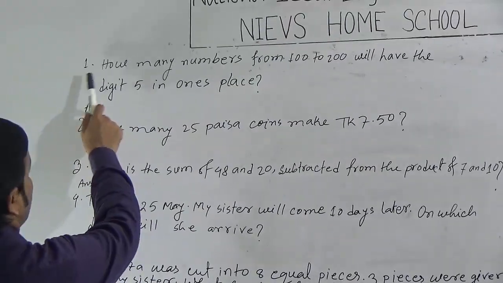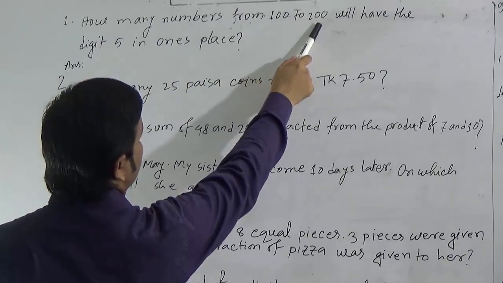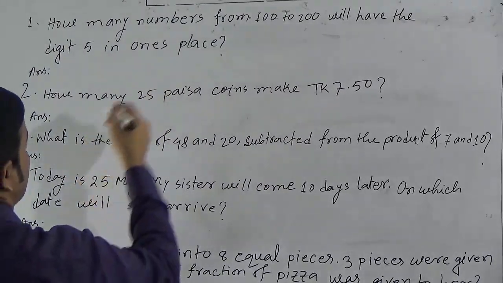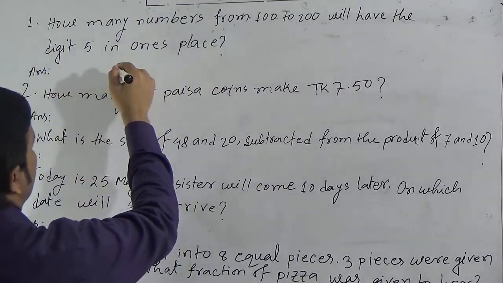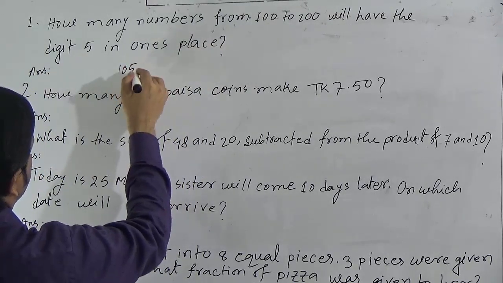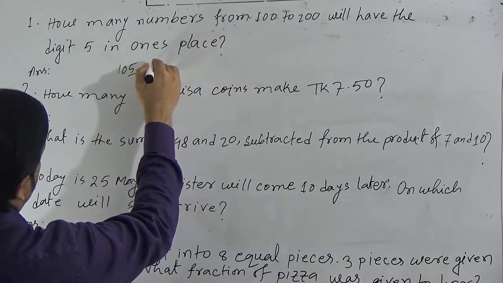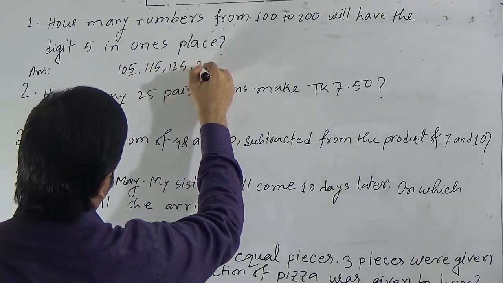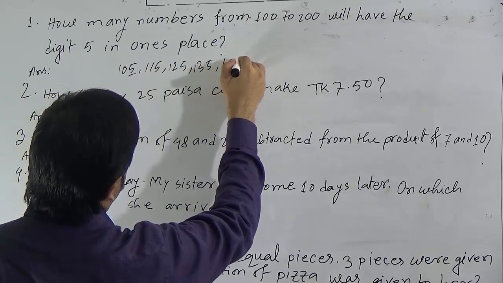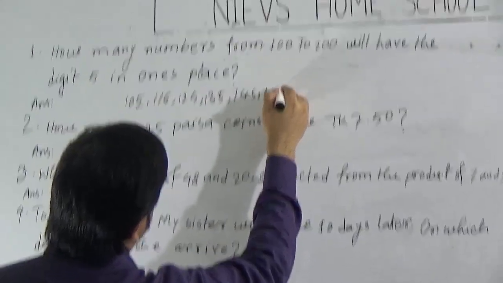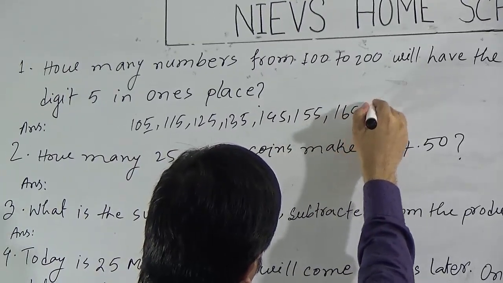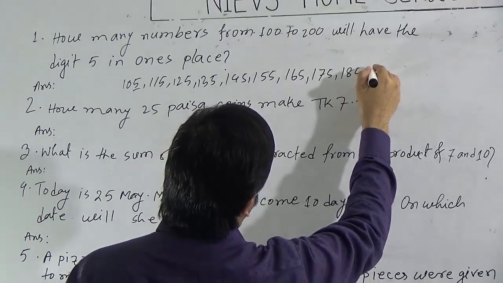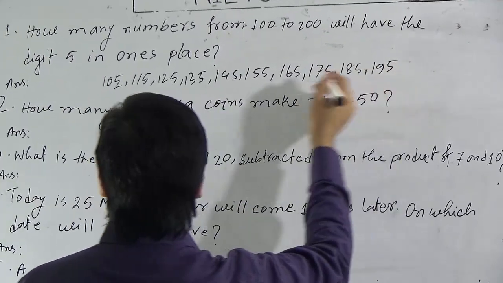Our first question is, how many numbers from 100 to 200 will have the digit 5 in ones place? Dear students, you know, after 105, if you observe, 5 is in ones place. 115, 5 is in ones place. 125, 135, 145, 155, 165, 175, 185, 195.